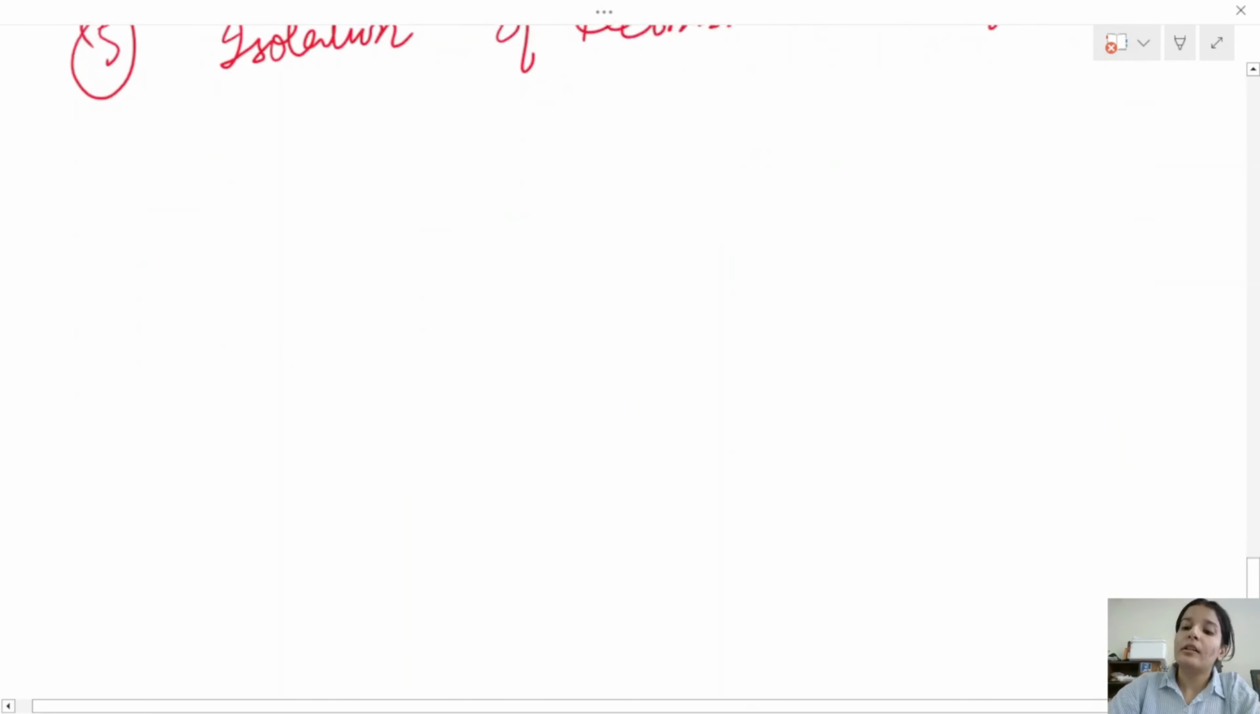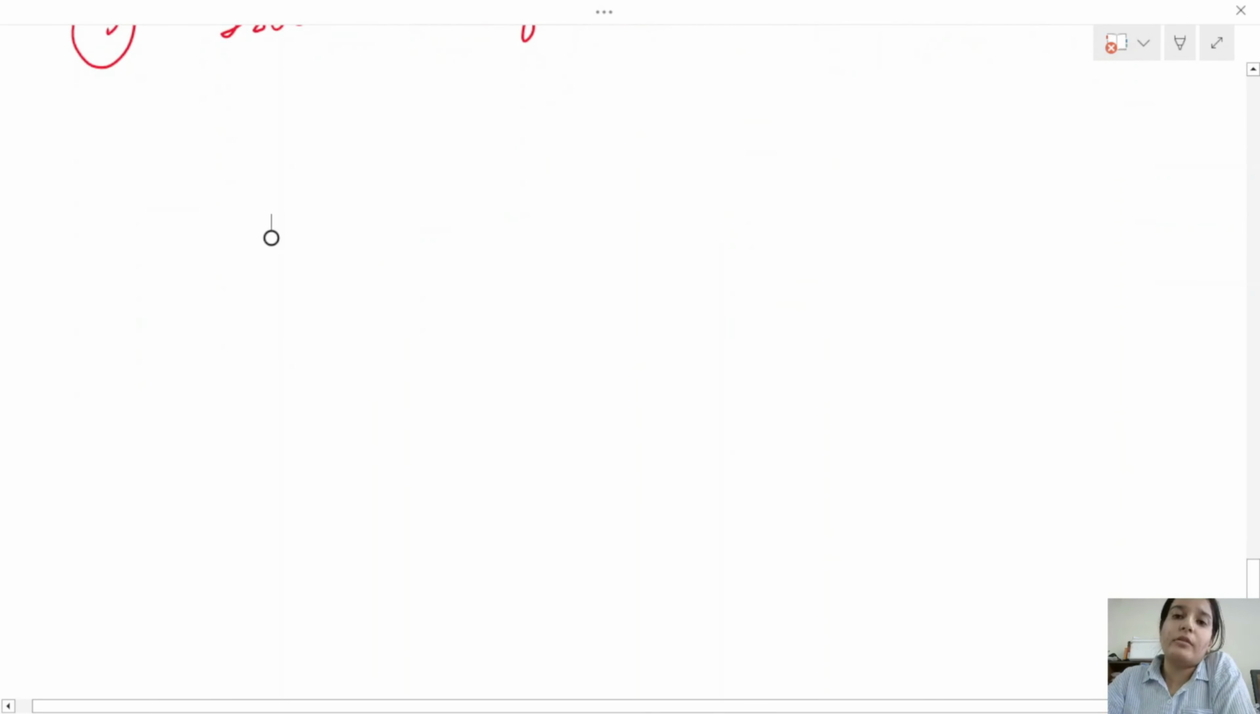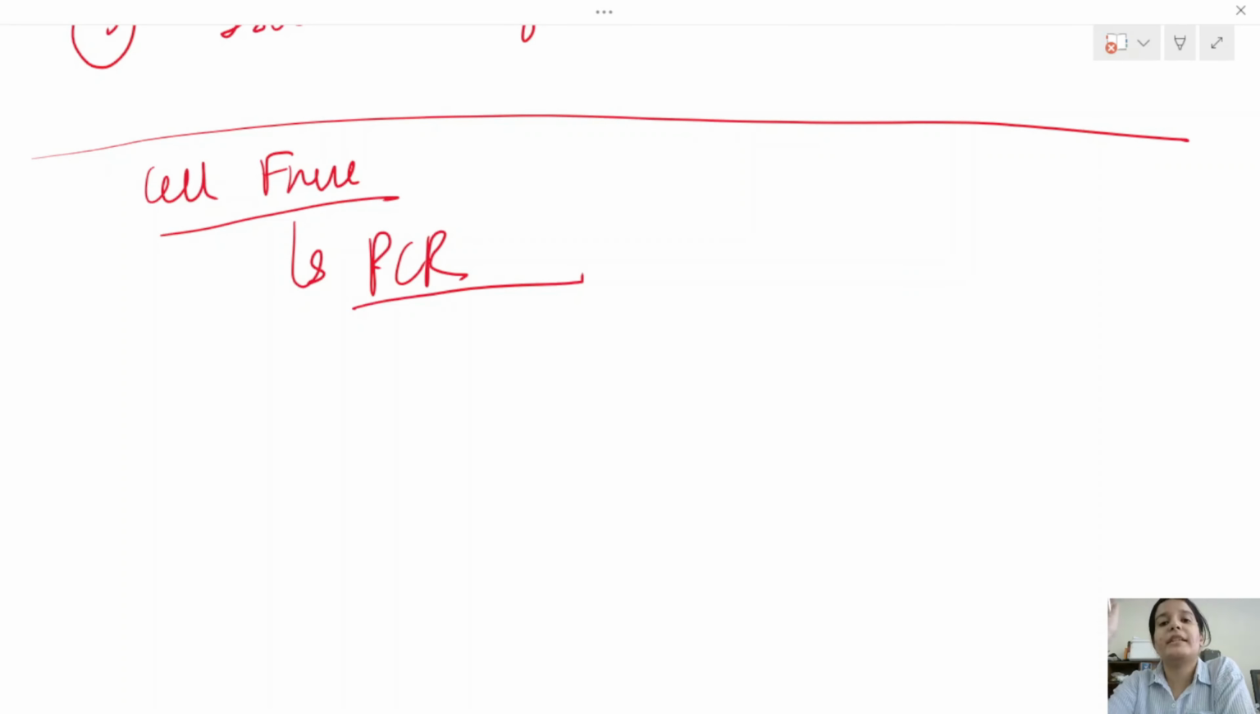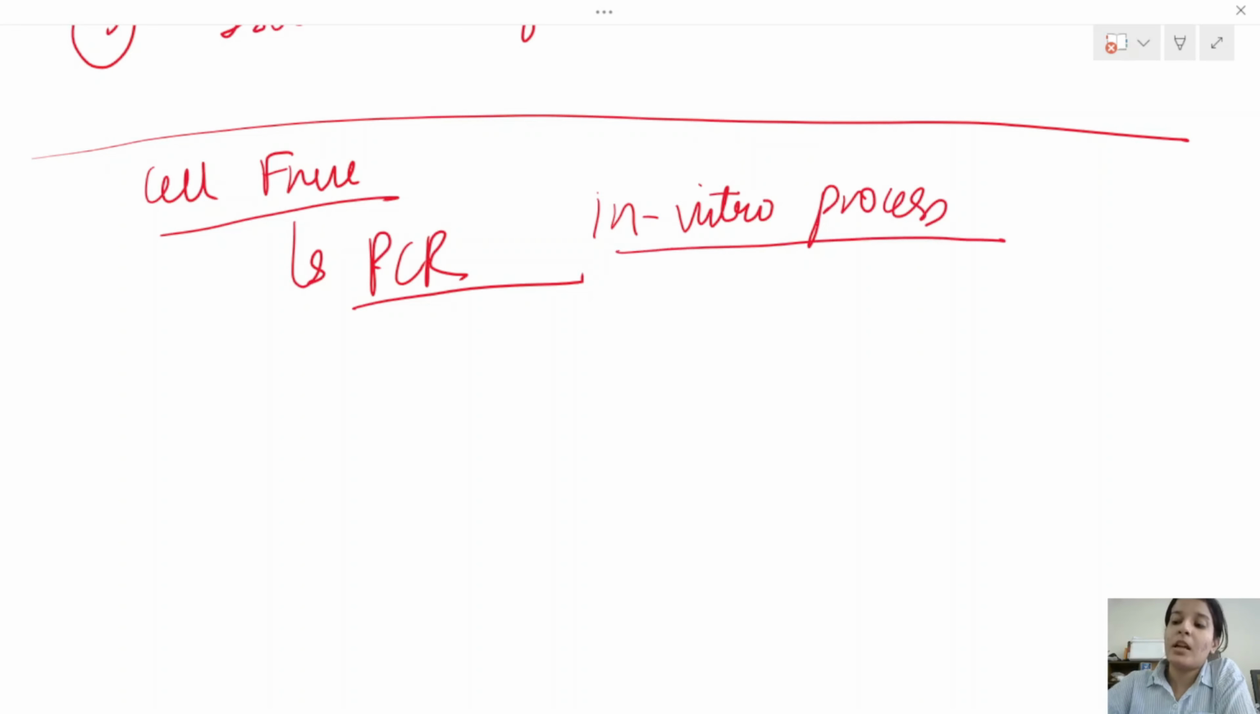Now, another method of DNA cloning is the cell-free approach. This is done with the help of PCR, polymerase chain reaction. The difference between the two is that the cell-free process is entirely an in vitro process. You are all aware that in PCR short primers are taken and amplified. It is a very rapid, inexpensive and simple method of copying a sequence-specific DNA sequence.